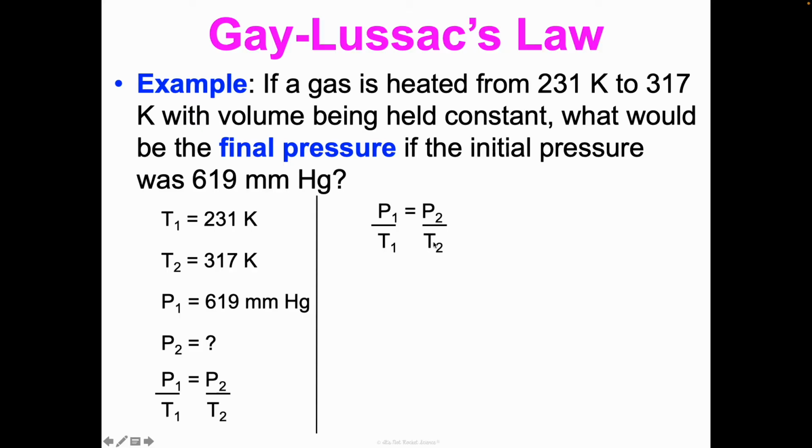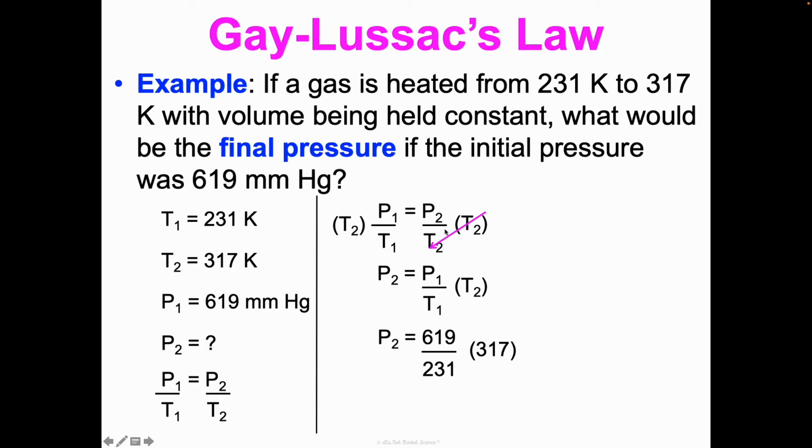It's currently being divided by temperature 2, so we're going to multiply both sides by temperature 2. That allows these variables to cancel out. We're left with P2 by itself equals P1 over T1 times T2. So now we're just plugging in variables. P1 is 619, T1 is 231, and T2 is 317. And then we can just solve. 619 times 317 divided by 231, and you should get 849 millimeters of mercury.